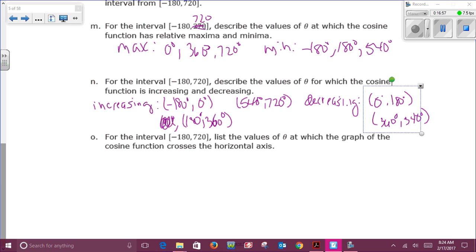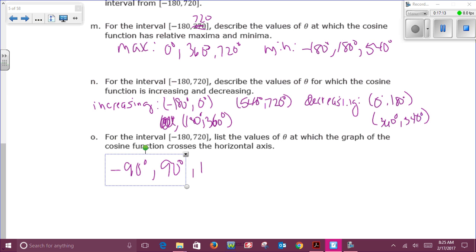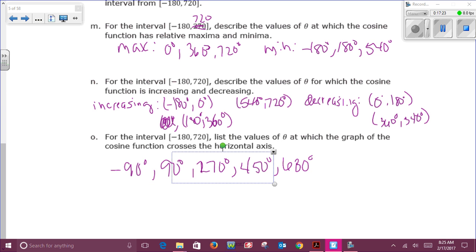For the interval negative 180 to 720, list the values of theta at which the graph of the cosine function crosses the horizontal axis. So where does it cross the x-axis? Well, at negative 90 degrees, at positive 90 degrees, at 270 degrees, 450 degrees, and finally at 630 degrees.